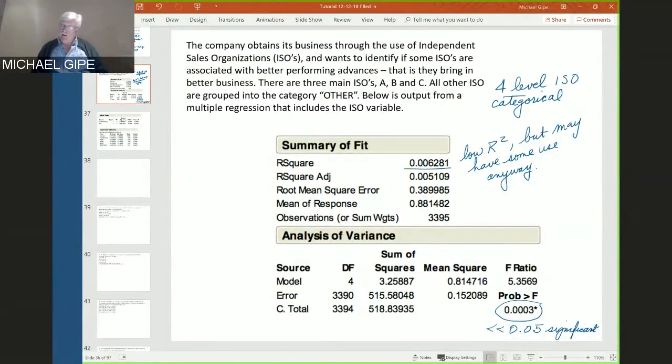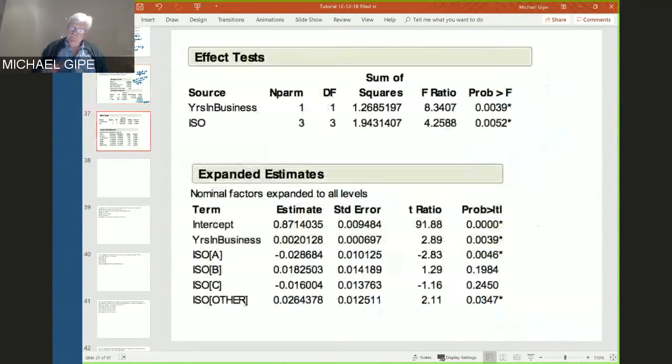Good. All the rest kind of looks pretty standard. RMSE at 0.389985. That's a little bit big compared with the mean of the response, but of course that's why we have R squared being so low. We've got a lot of residual variation.